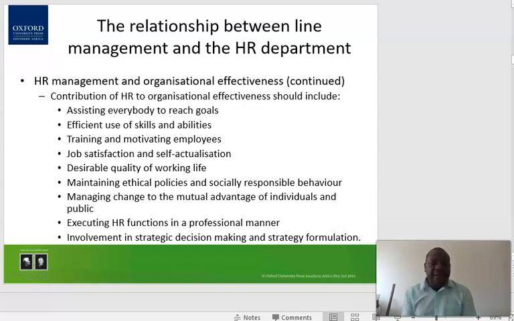Desirable quality of working life, maintaining ethical policies and socially responsible behavior, managing change to the mutual advantage of both individuals and the public. So executing HR functions in a professional manner, and involvement in strategic decision making and strategy formulation, which is also key for people and for motivating employees.